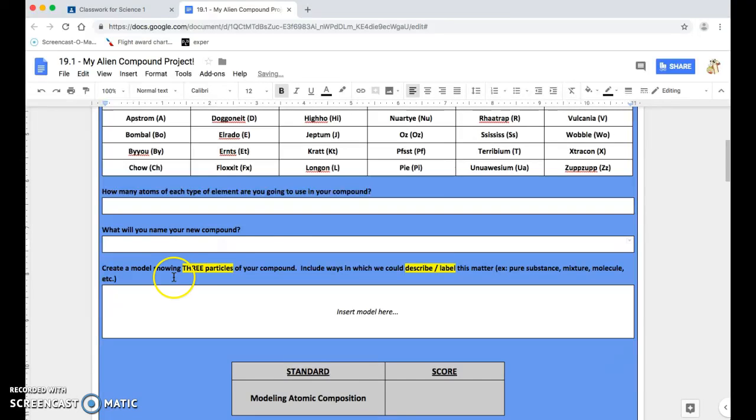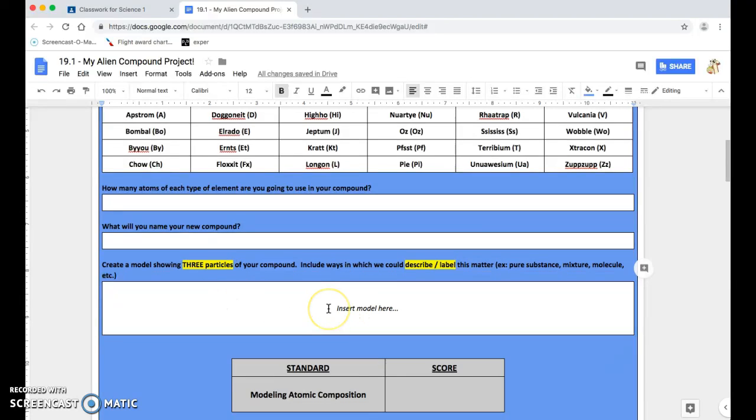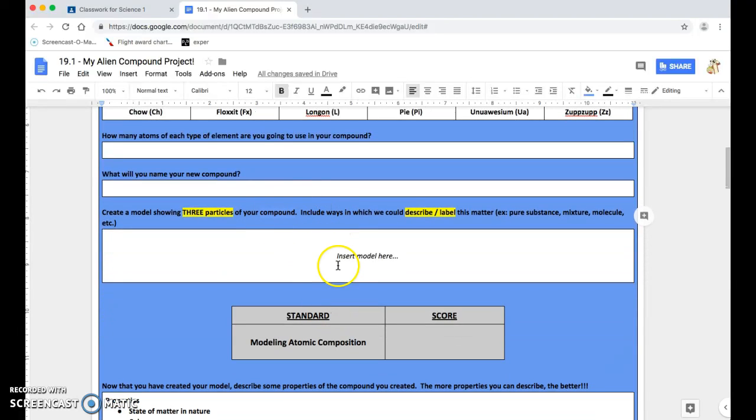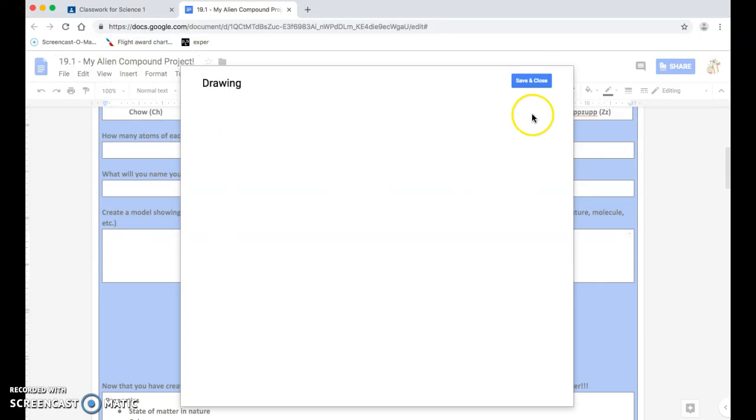The next part is that you've got to create a model of your compound, and not just one model of your compound. You have to create a model of 3 particles of the compound. And the best way I could describe it is the following. So you could draw this on paper if you wanted, or if you'd like to do a Google Draw instead, you could do it that way.